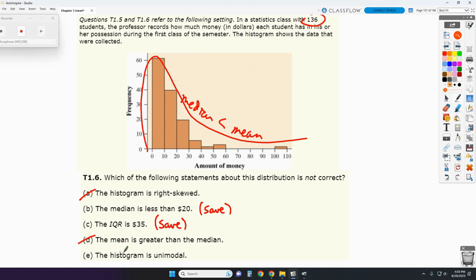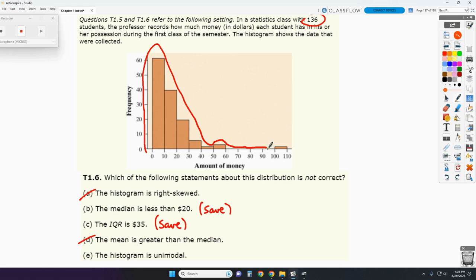Answer choice E, the histogram is unimodal. Unimodal, what did unimodal mean? One hump, right? It's got one mode. Does this just have really one hump of data? And I could see some people going, nope, look, it comes down, and then it comes up. Oh, and then it goes down, and then it comes up. There were 3 humps in there.